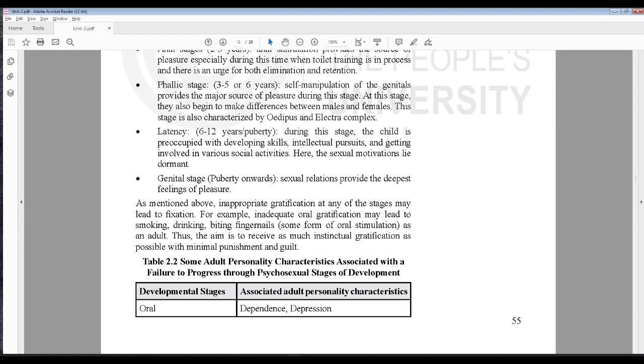As mentioned above, inappropriate gratification at any of the stages may lead to fixation. For example, inadequate oral gratification may lead to smoking, drinking, biting fingernails, some form of oral stimulation, as an adult. Thus, the aim is to receive as much instinctual gratification as possible with minimal punishment and guilt.